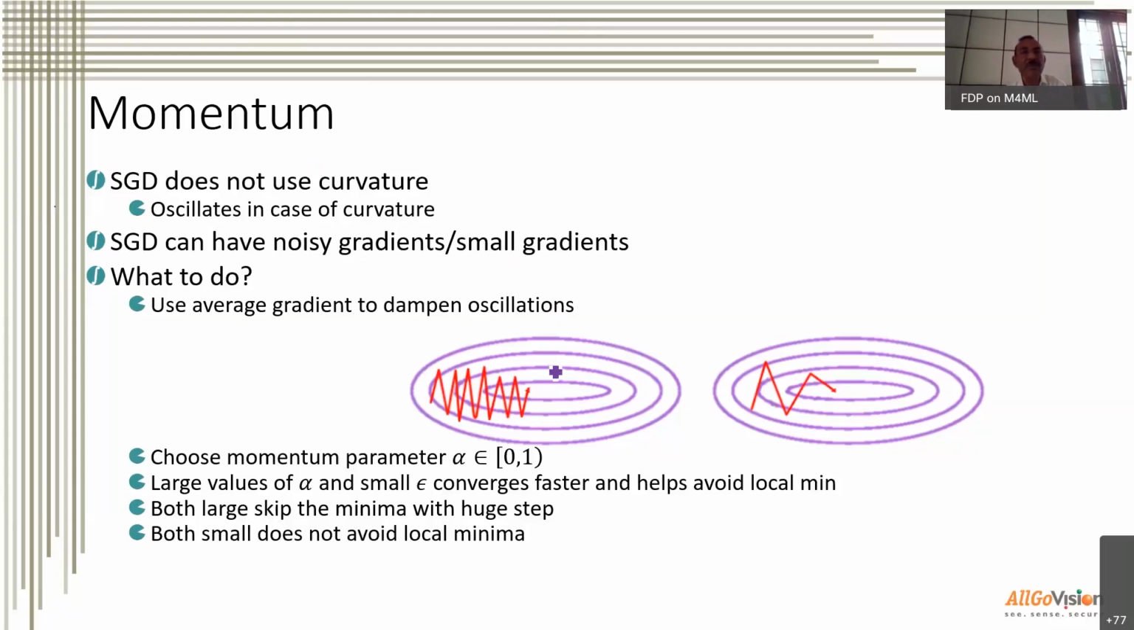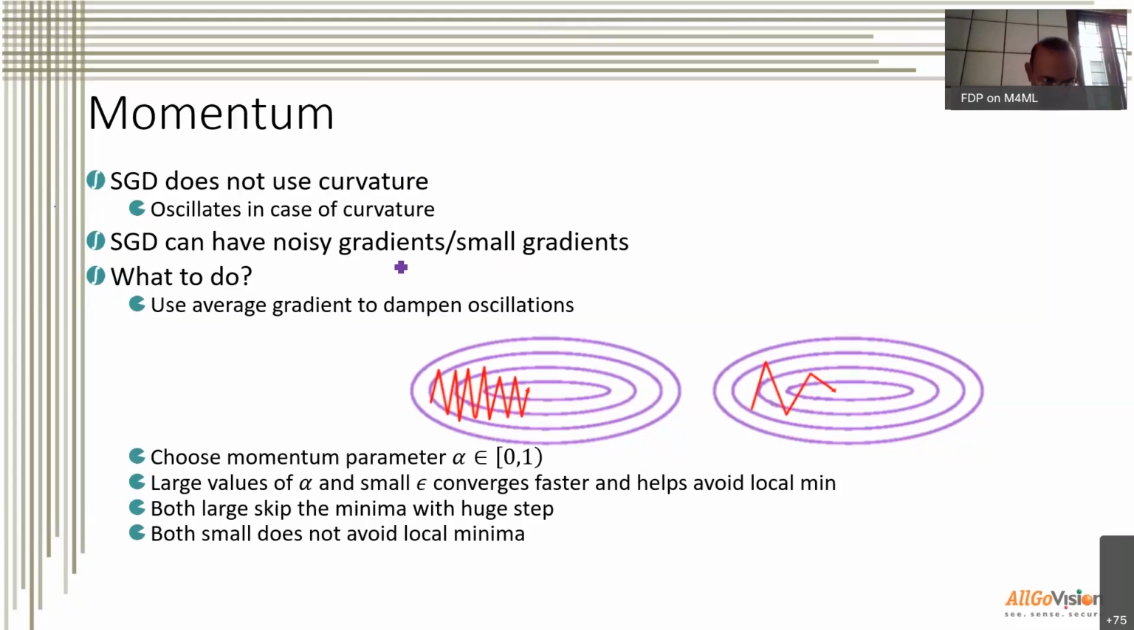One is SGD does not use the curvature well enough, and it oscillates in case of curvature, which it inherits from the steepest descent method itself. Second problem, SGD has its own, because you are taking samples, and each sample represents a noisy gradient. It is not actually the gradient, it is some noisy gradient. Because of the noise, SGD can have problems. And sometimes even small gradients cause a problem because you don't make sufficient progress.